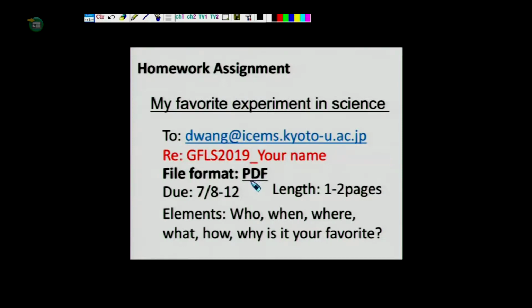I want PDF, not Word. Some students will send me Word files, and I take points off because I ask specifically for a PDF. No Word files, please.